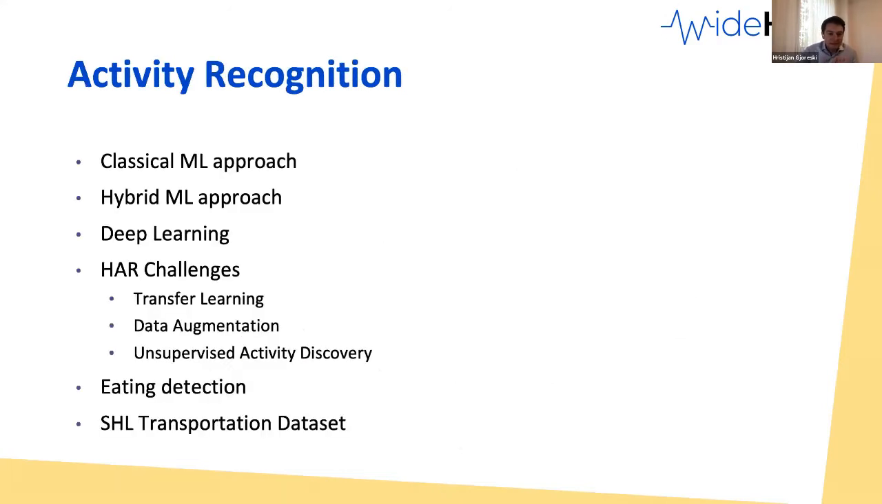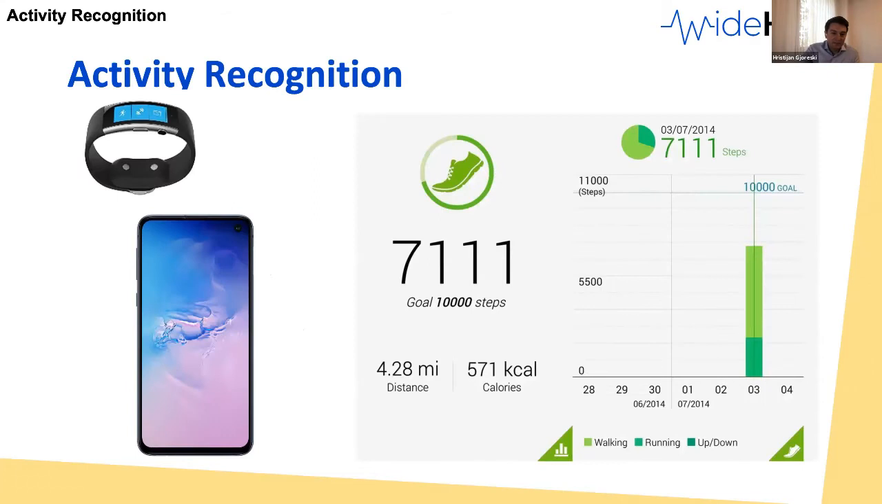Okay, let's continue with the activity recognition. So I'll talk about the classical machine learning approach, how to get this famous table that I mentioned earlier, some hybrid machine learning approaches, deep learning approaches, some challenges, and at the end I'll talk about some interesting applications about eating detection and the SHL transportation dataset.